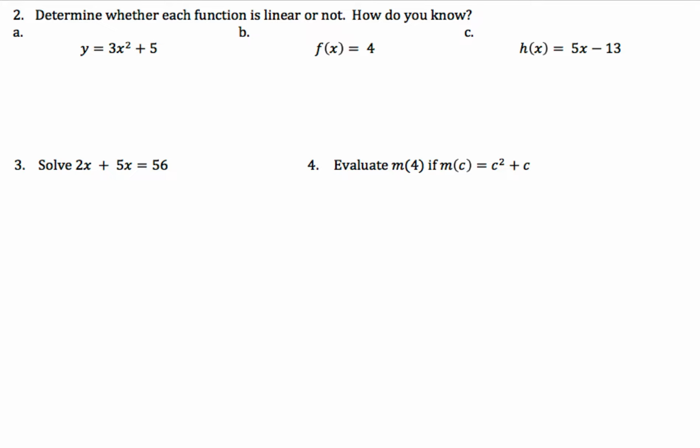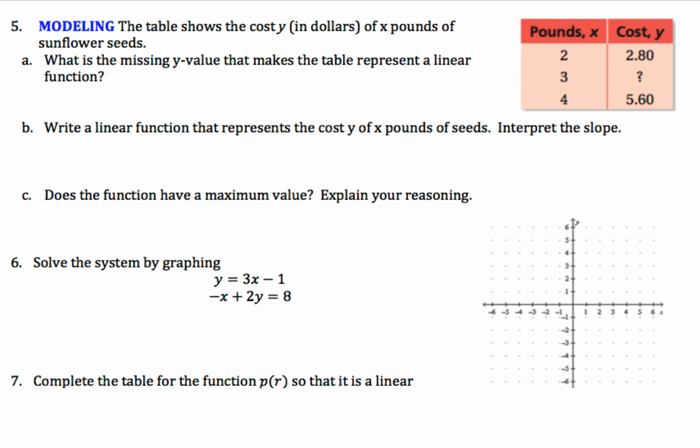3 is just a review of solving for x. 4 looks like function notation again. Number 5 is a modeling problem, and that looks familiar. Sunflower seeds. Oh, we talked about that earlier in this video. Number 6, solve by graphing. You'll need to graph both of those, see where they cross.